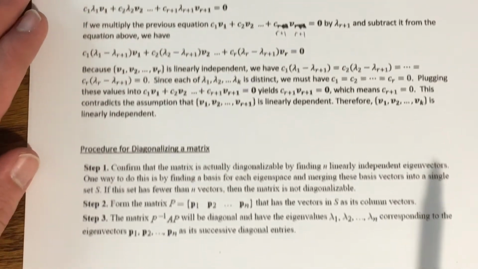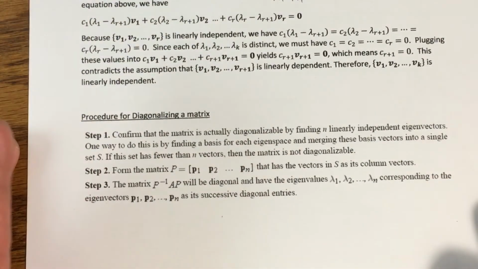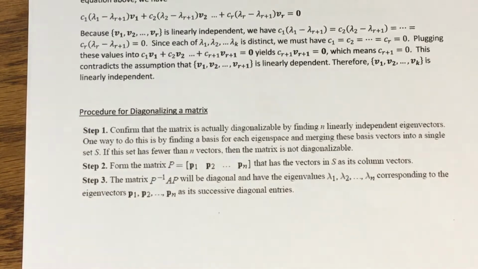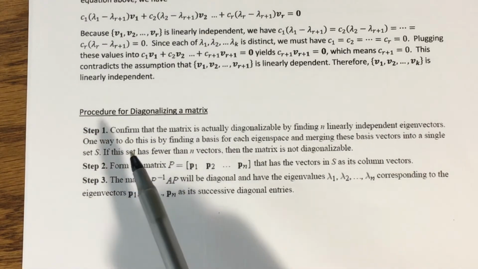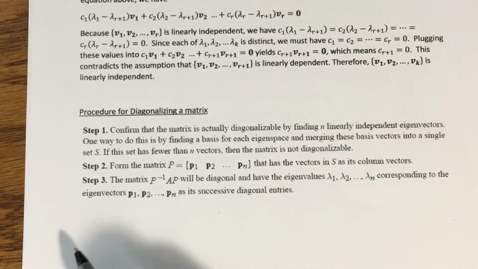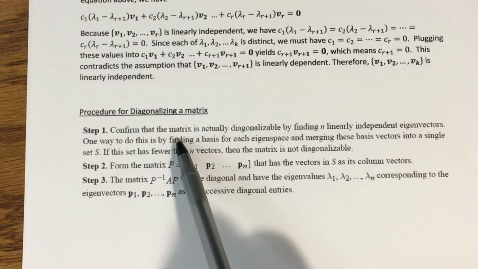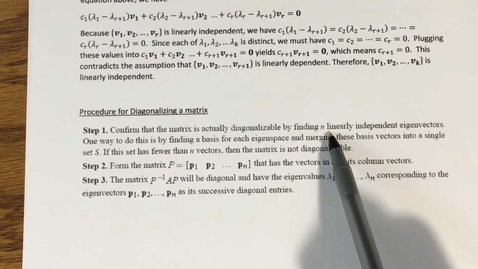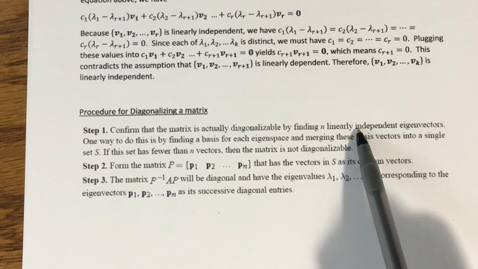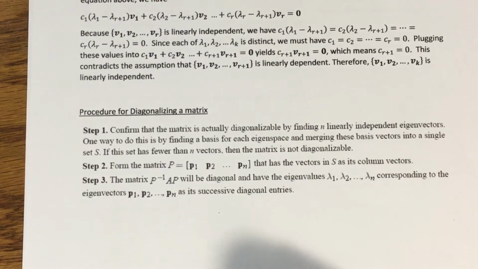So how then do we use this to actually diagonalize a matrix? We describe it in a three-step process. The first thing we do is we have to make sure that our matrix is diagonalizable in the first place. There are lots of matrices, square matrices even, that are not diagonalizable. So it's not something that you just get for free. The way that we confirm that it's diagonalizable is we have to find n linearly independent eigenvectors for our matrix.